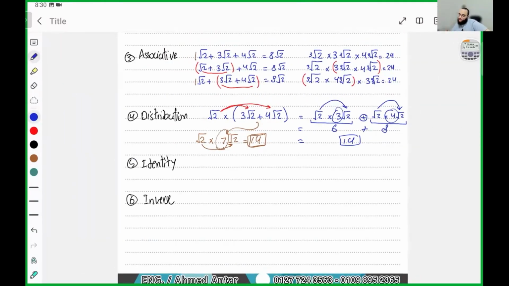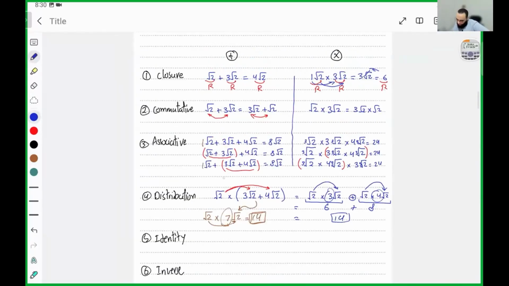Both are correct. But actually, this way works with some questions easier than the other way. In some questions, if you do it in this way, it's a bit easier than this way, and vice versa. You can do a question by this way, and you may find that it's easier by the second way, and so on. Yes, I understand. All of these properties are talking about the addition alone and the multiplication alone. But this property is talking about the multiplication and the addition together.